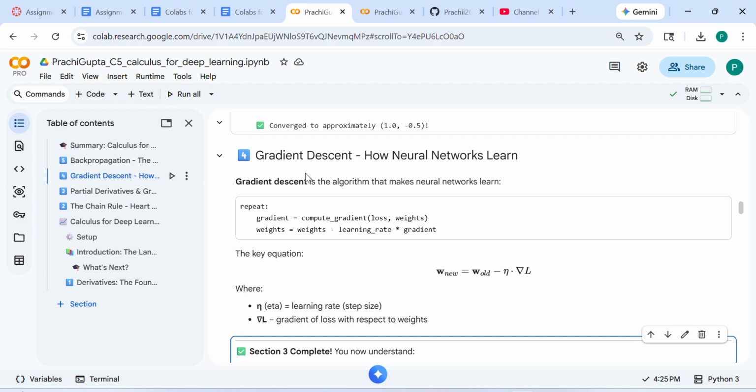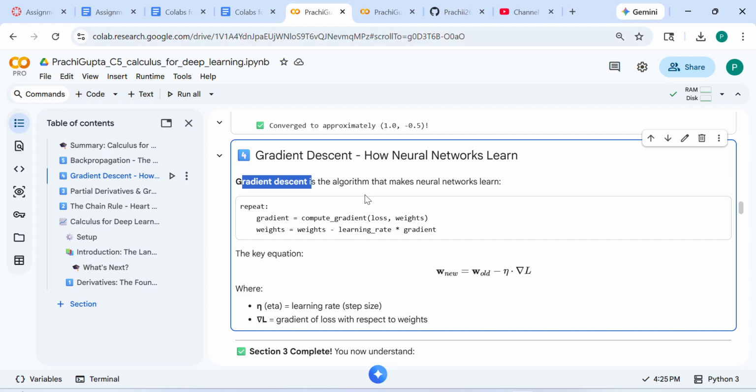Now gradient descent and how neural networks learn. What is gradient descent exactly and how does a neural network learn? Gradient descent is an algorithm that makes a neural network learn. How?